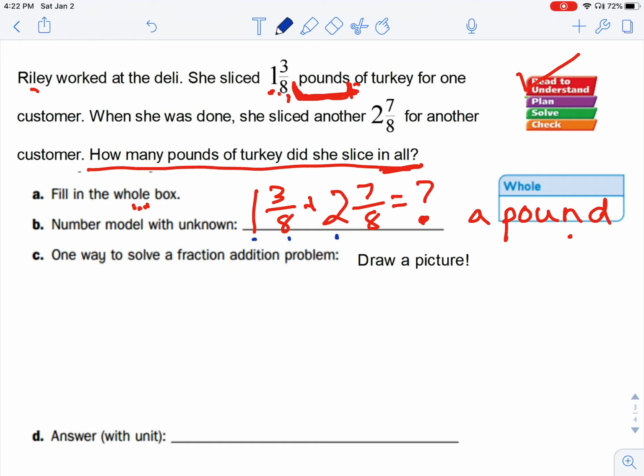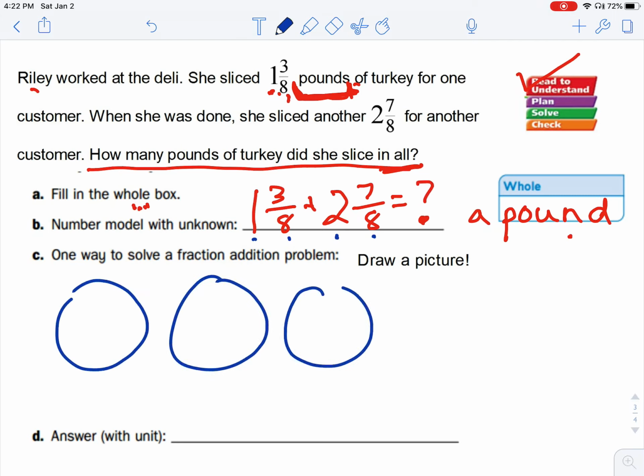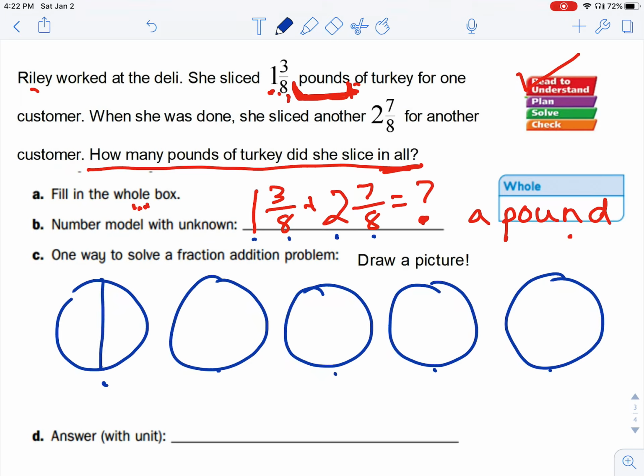And then this is almost a pound, this almost a pound. So I'm just going to draw 5 wholes. And again, I'm doing circles. If you did rectangles, that's totally fine too. Can you think what I'm going to split each of these wholes up into? So each of these is 1 pound. What would I split them up into? I have to split them into eighths. Let's go ahead and do that.